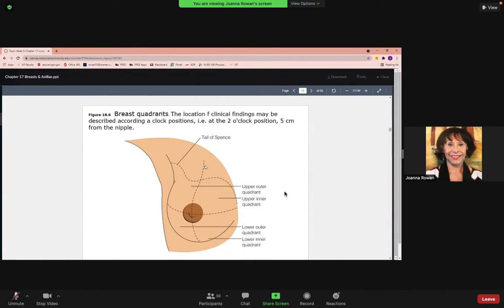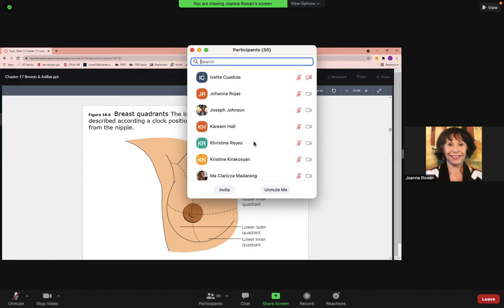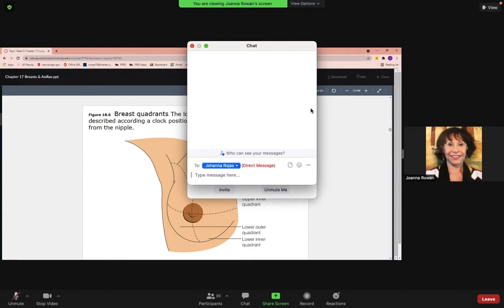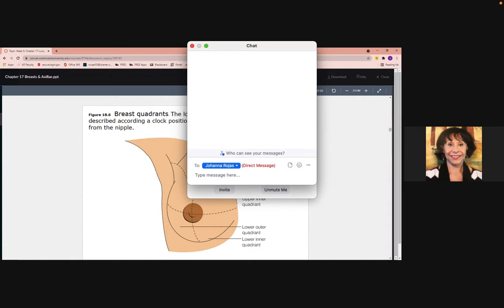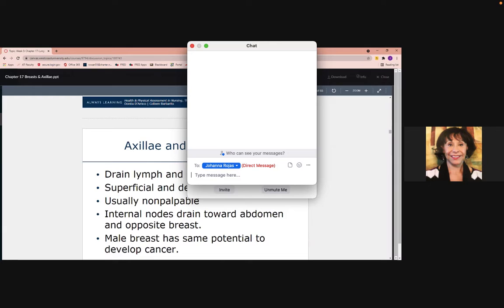This is important as to how we document. We divide the breast into quadrants, and that's the way we will say, on the upper outer quadrant, the lesion is located at the 2 o'clock position, or things of that nature. So the breast quadrants are used for more exact documentation of lesions.